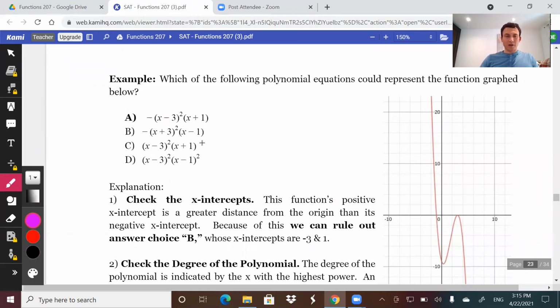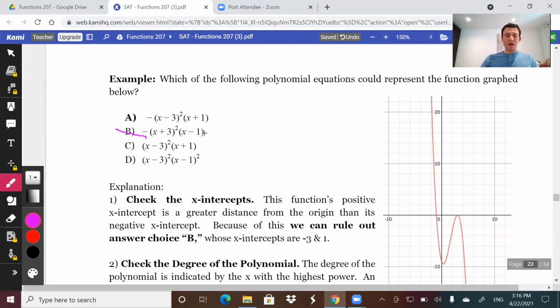So if we check our x-intercepts, we know that we're crossing at, it's hard to see, but at -1 and at +3. In other words, we're crossing at a higher positive value than we are at a negative value, with their distance from 0. So what does that mean? That actually gets rid of b immediately.